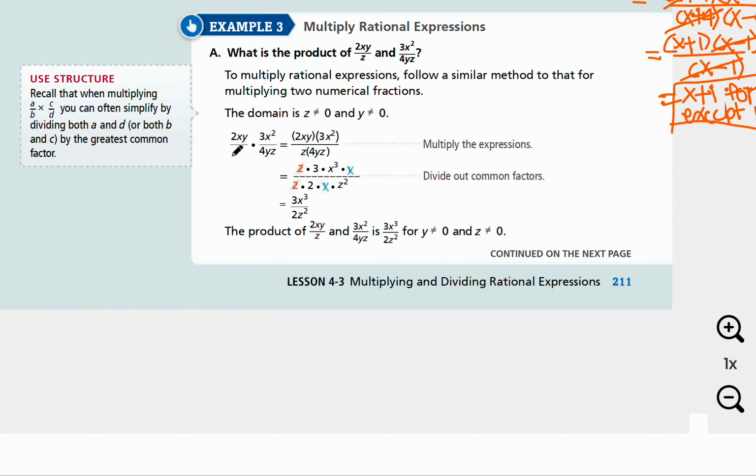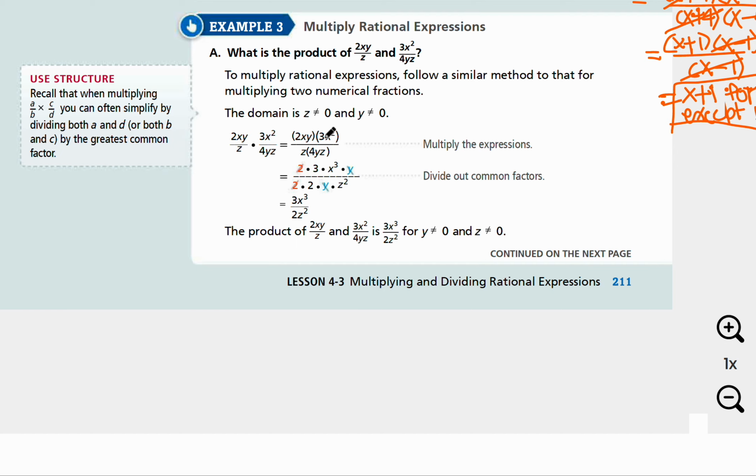Okay, so here 2xy is in the numerator, 3x squared is in the numerator, so you can multiply the numerators, and then whatever is in the denominator, you multiply them together. And whatever same factors you see in the numerator and the denominator, you cancel them out because the same factors divided together would equal 1. So then you can cancel them out in fractions.